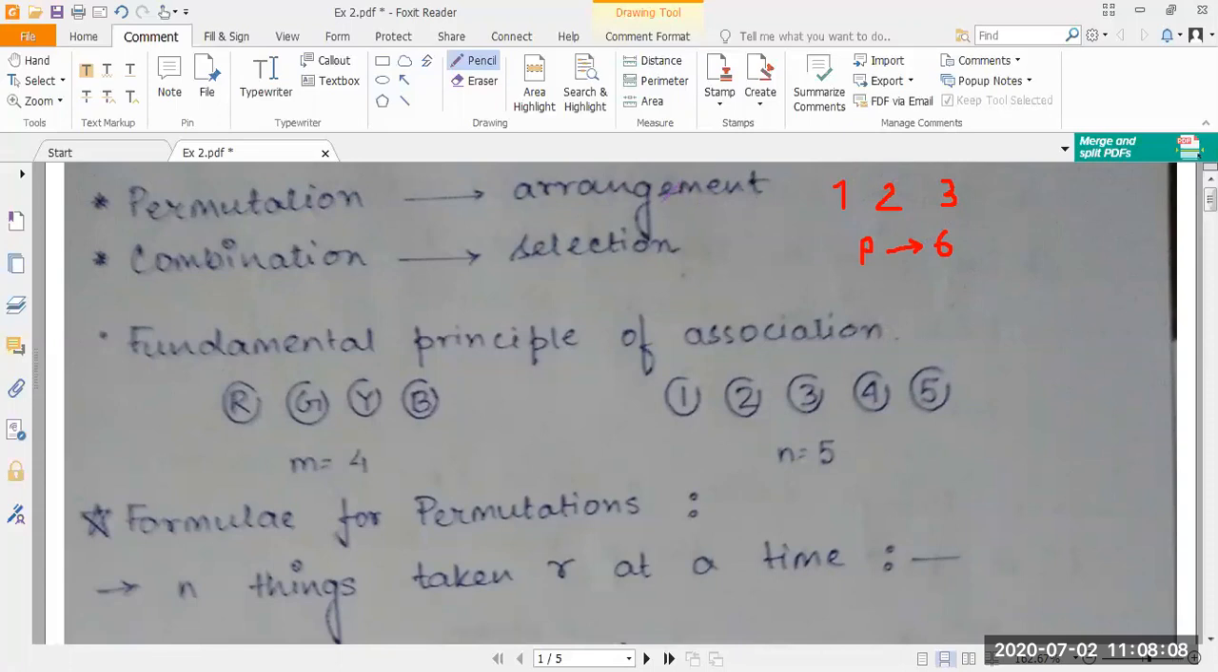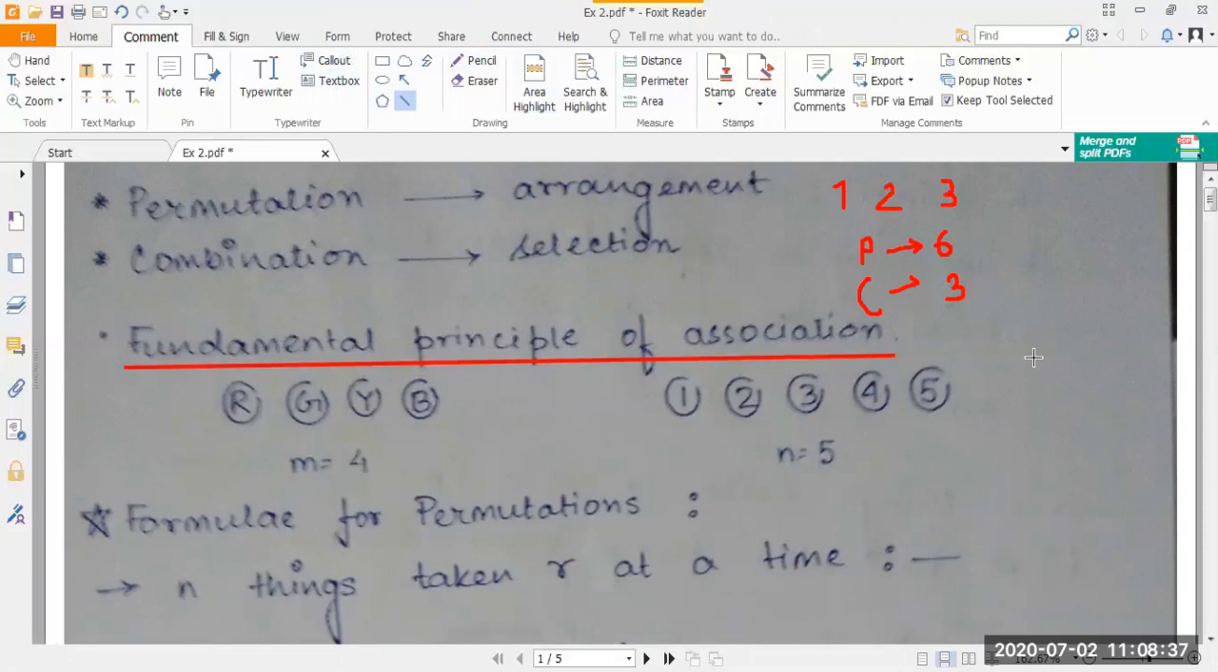But if we are taking combination of 2 balls from these 3 labeled balls, then 1, 2 and 2, 1 are basically the same selection. So they are the same entity, which is why in case of combination, we'll essentially have 3 combinations: 1, 2, 1, 3, and 2, 3. Naturally, the number of combinations of n things taken r at a time will be less than the number of permutations taken r at a time. So the next thing that we'll be covering is the fundamental principle of association.